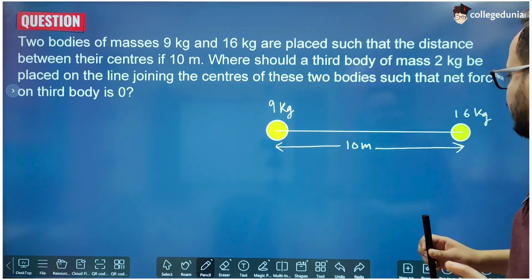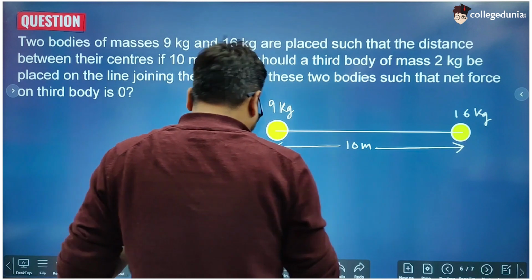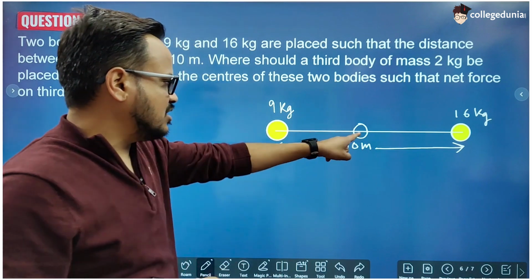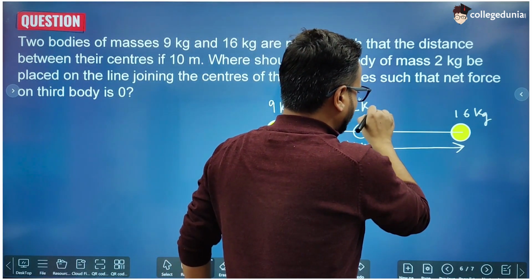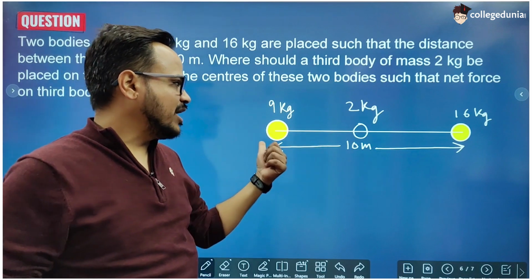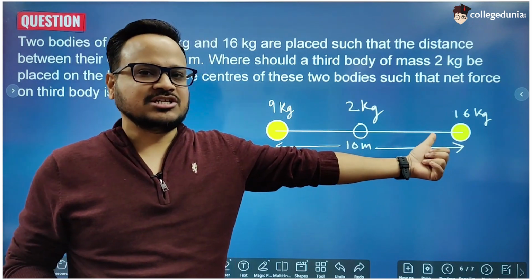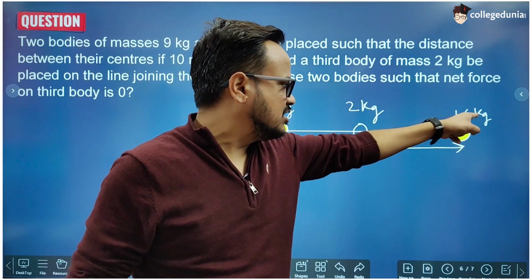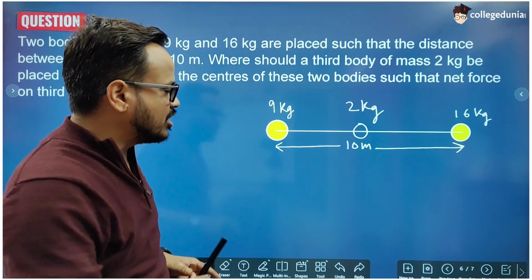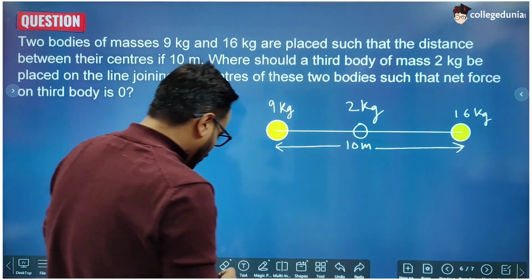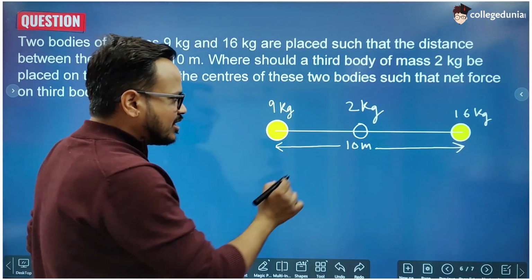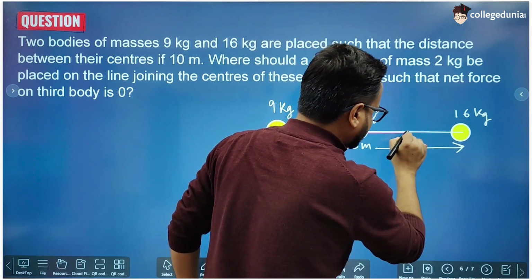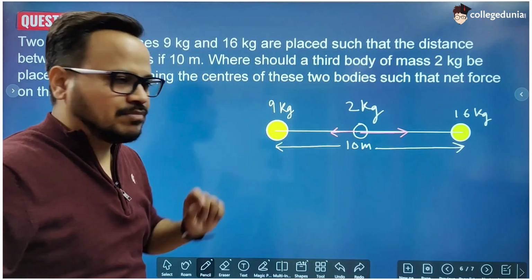Let's analyze. Say we have a body of mass 2 kg and we keep it in the middle. The distance of this 2 kg body is 5 meter from the 9 kg body and 5 meter from the 16 kg body. But the force between this and the 16 kg body will be more because its mass is more. So this force is less and this force is more. Both bodies will try to attract this body towards themselves, but this force will have a larger magnitude than that force.